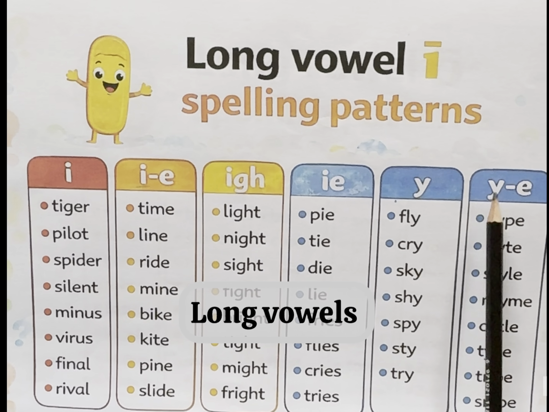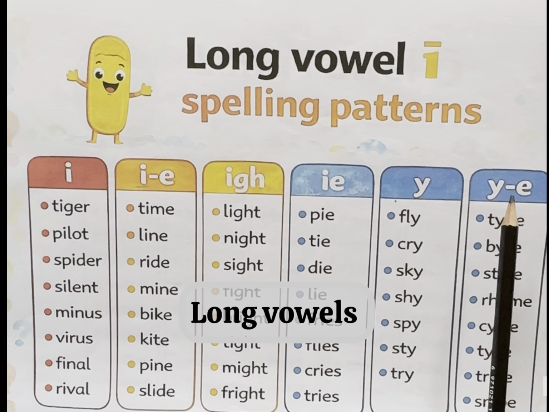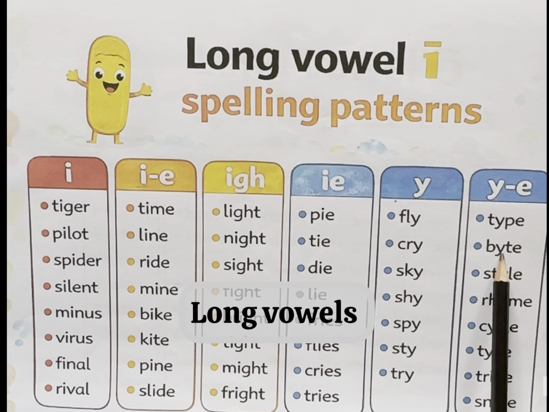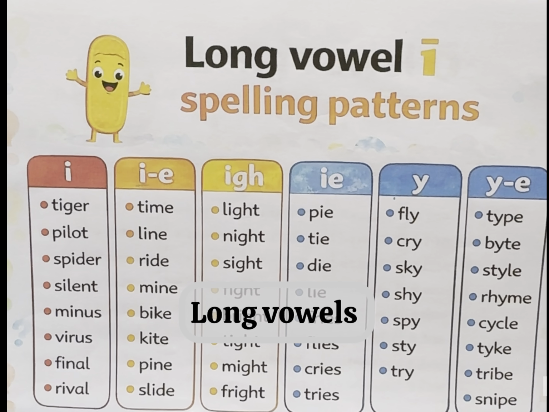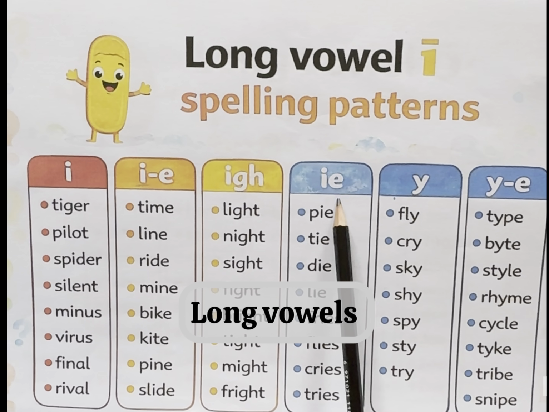If a word ends with Y, consonant and a silent E, then we will read Y as the long vowel I sound as in T, Y, P, E, type, B, I, T, E, bite. So these are all long vowel I with different spelling patterns.